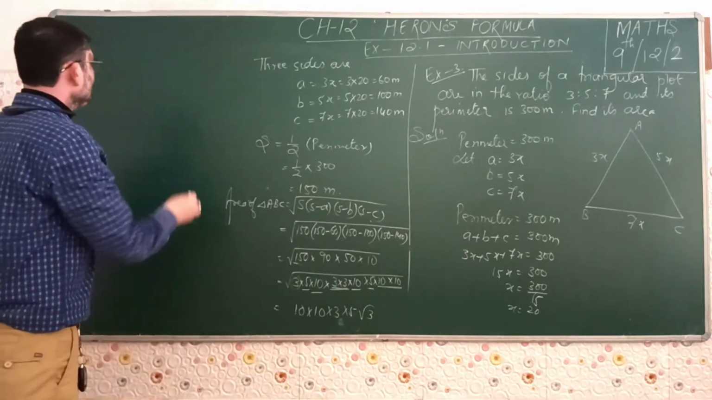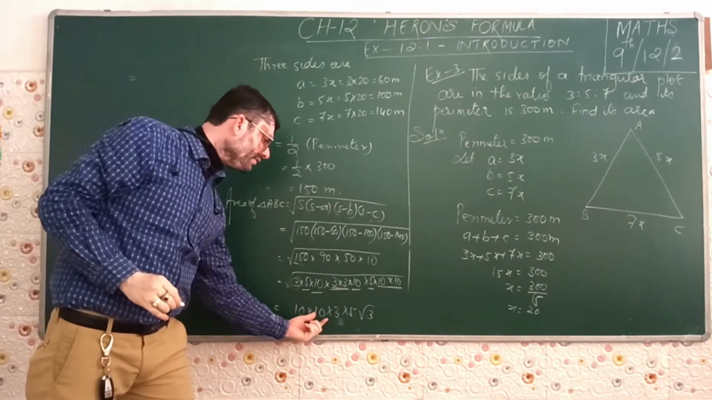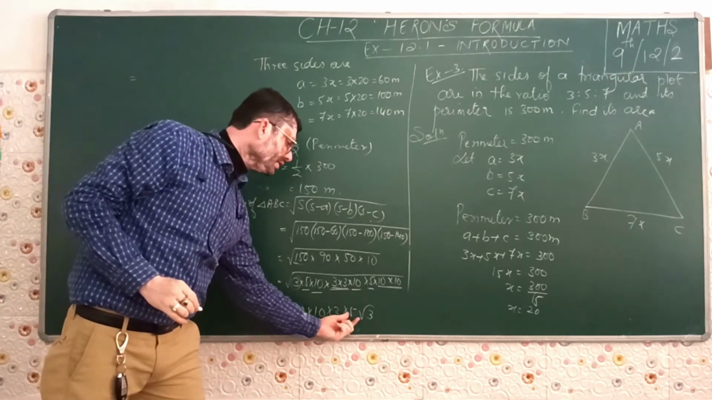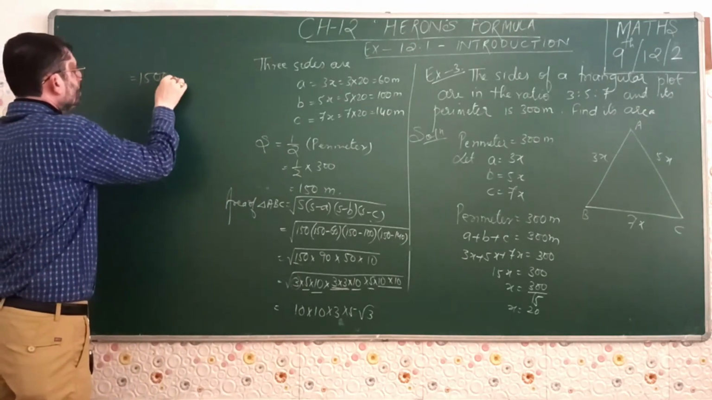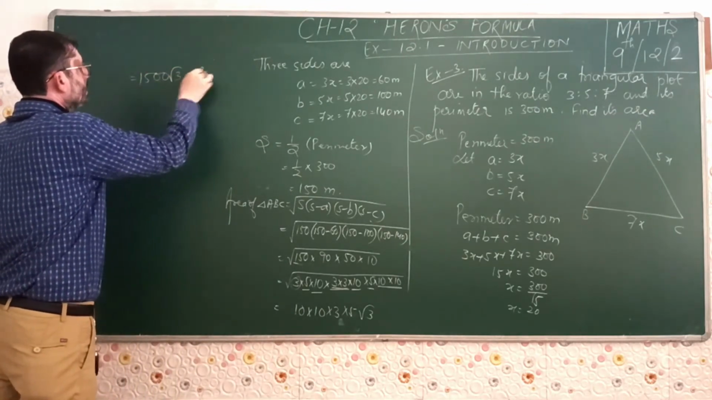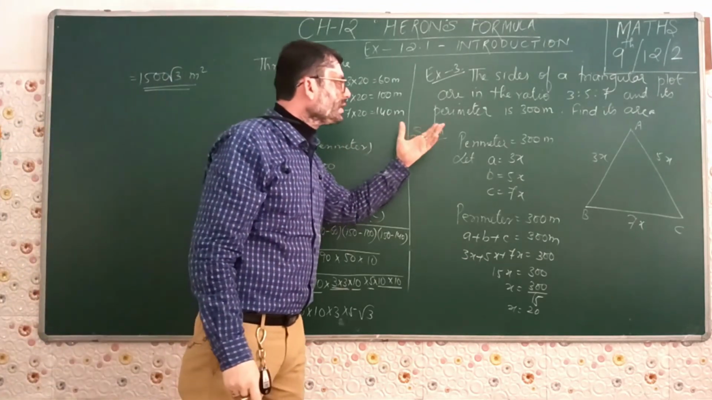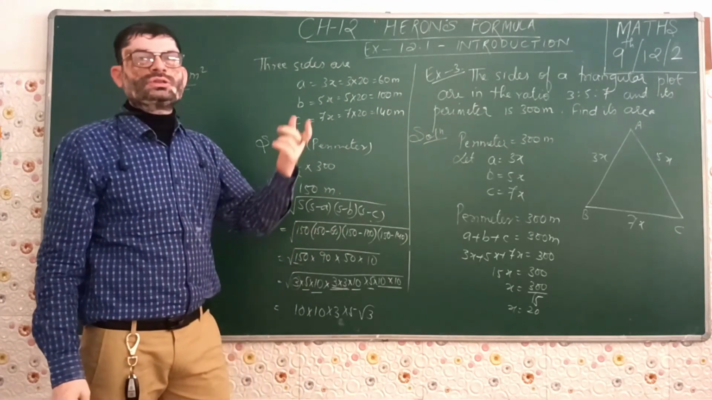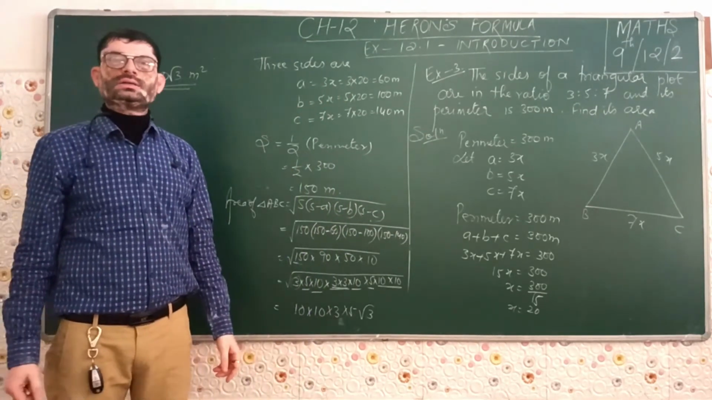If you multiply, you get the area of the required triangle as 10 into 10 is 100, 100 into 3 is 300, 300 into 5 is 1500, root 3 meter square, which is our required area of the triangular plot that was given to us, whose sides were given in some ratio and perimeter was given to us.